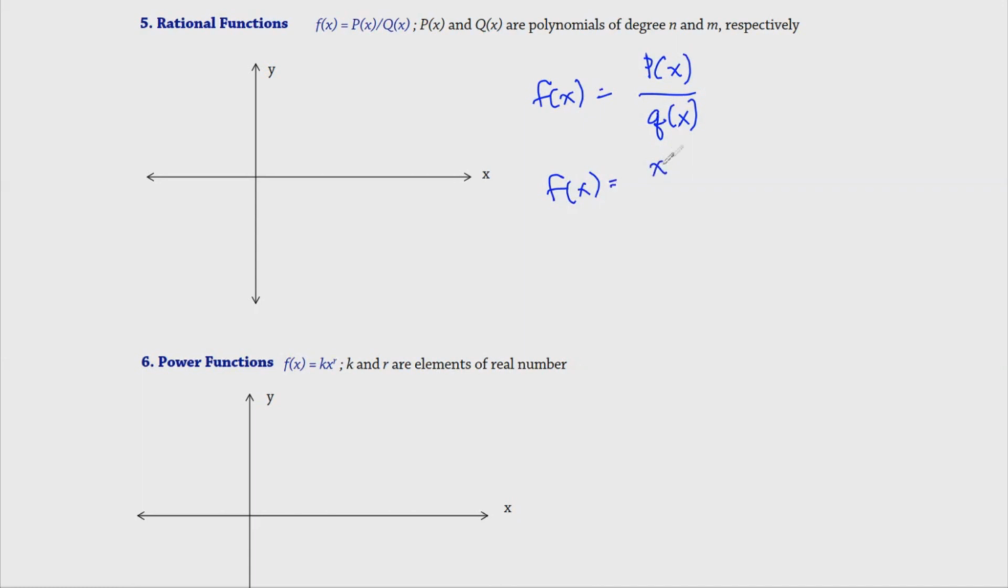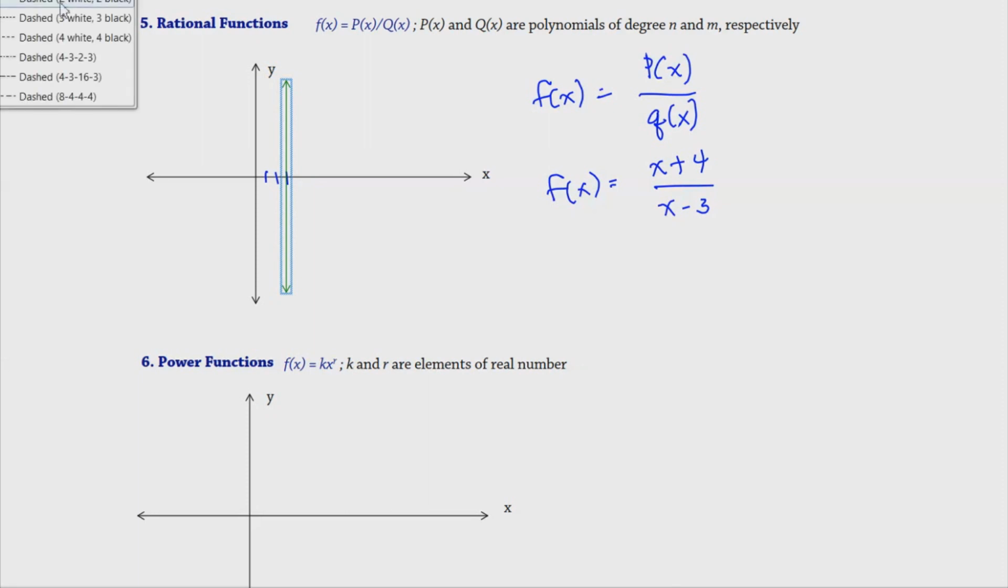Let's say we have x plus 4 over x minus 3, so something like that. If, for example, we have this equation, then this will have an asymptote at 3. I'll be discussing this when we arrive at extreme values and graphing. But for now, let me just give something like this.